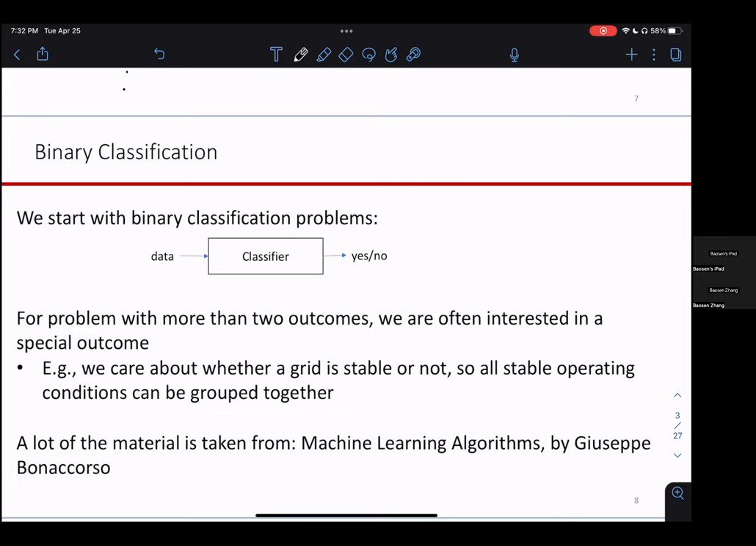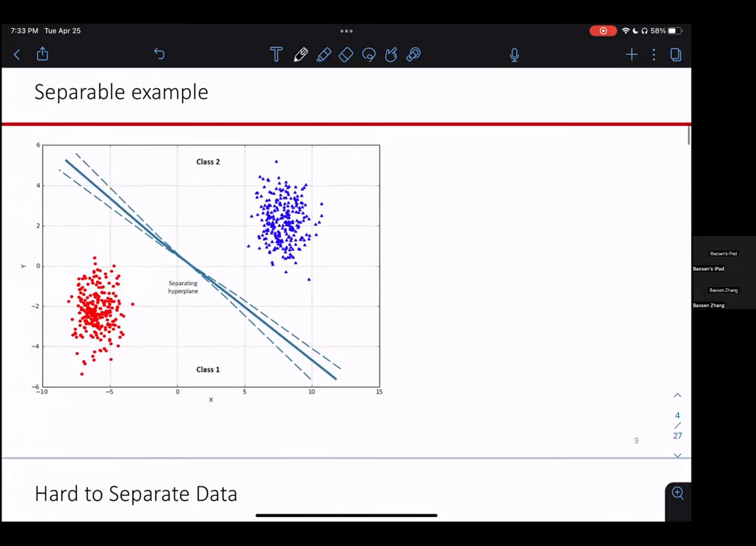Okay, so classification happens a lot. Yes or no questions happen a lot. And the geometric way to think about this is often the following: you basically have some data and you have some labels associated with the data. In this case, you have x, y coordinates. You have some label.